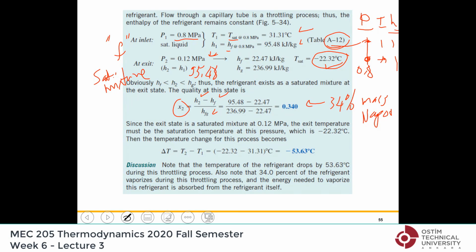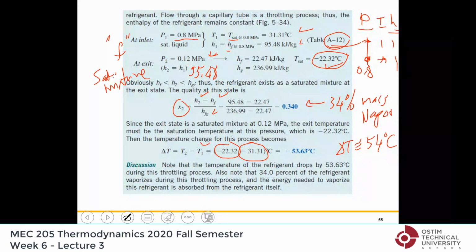And what is the temperature change? Initial temperature T1 was minus 31. And final temperature T2 is minus 22. So what is the difference? Minus 53.63. So approximately delta T is 54 degrees C.